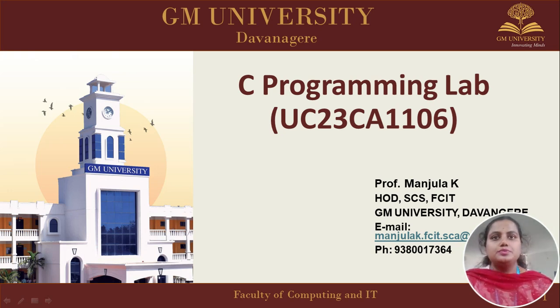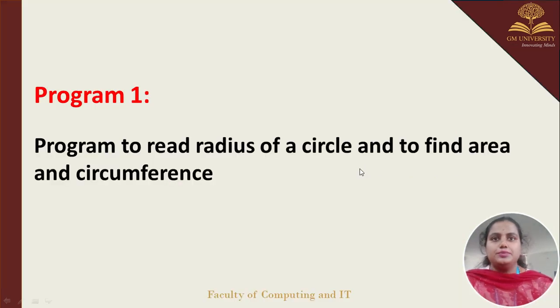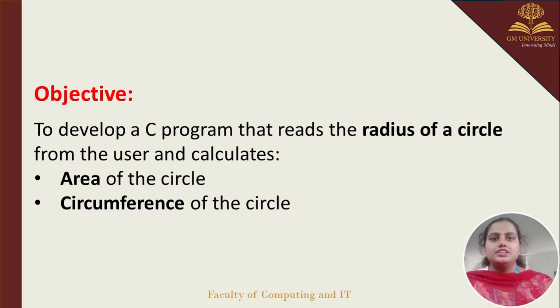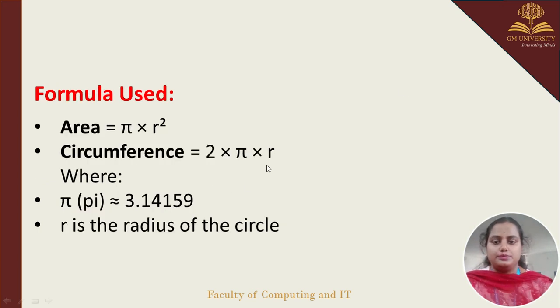Today, I am going to present a simple C program, that is the area and circumference of a circle. The program is titled: a program to read the radius of a circle and to find the area and circumference. The objective of this program is to develop a C program that reads the radius of a circle from the user. Once the radius is entered, the program will calculate the area and the circumference of the circle. This is the objective of this first program.